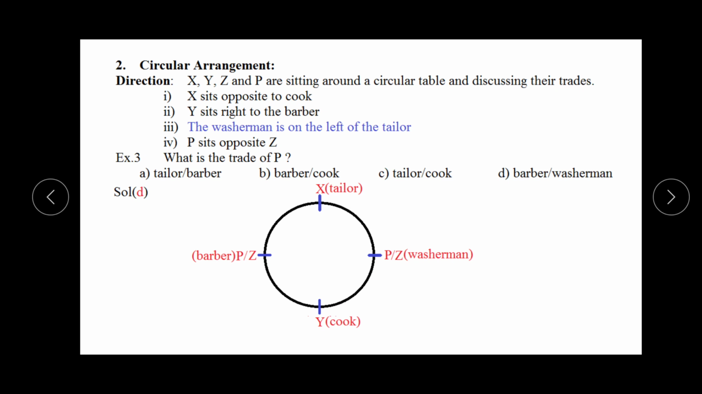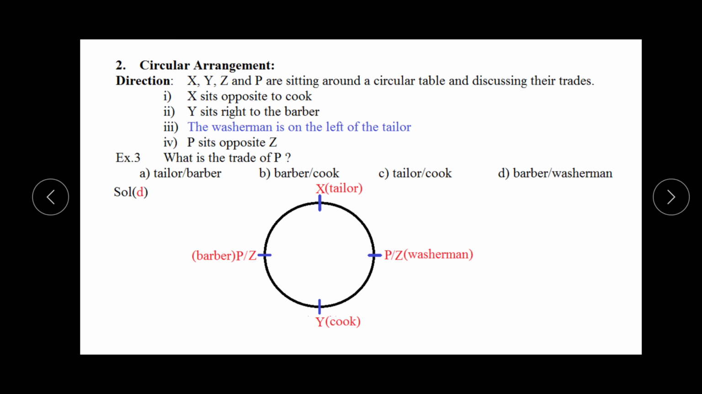P can be here also and here also. If P is here, then Z will be here. If Z is here, then P will be here. It means there is no fixed position for P or Z. The question is: what is the trade for P? We cannot decide that P will be barber or P will be washerman. This is the confusion here.